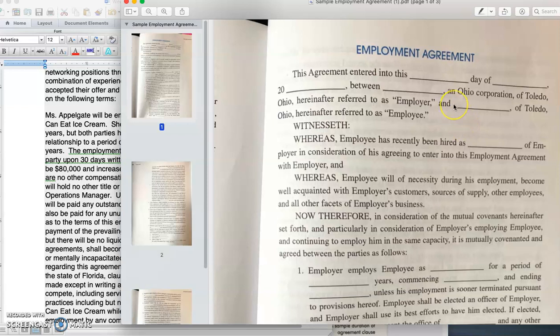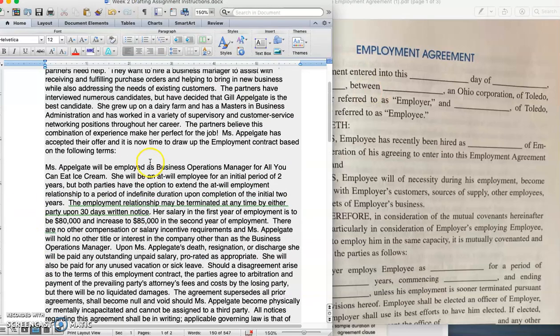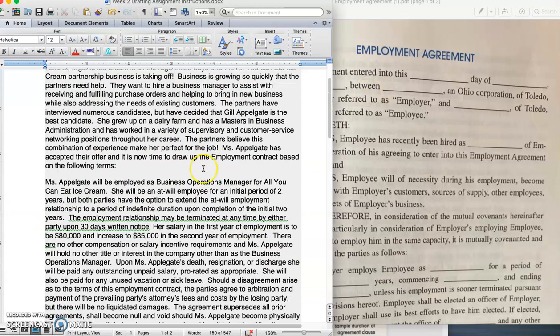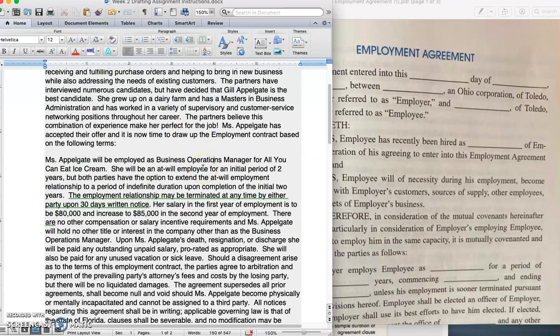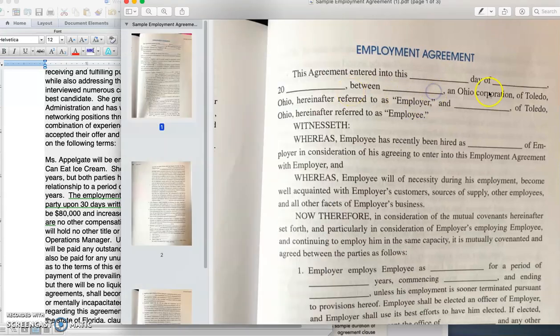Okay, so you should not be referring to an Ohio corporation or of Toledo or anything like that. Rather, it should be between All You Can Eat Ice Cream, a Florida general partnership of Ocala, Florida, right? And that's right there in the facts, right? It's all contained in the facts between this assignment. And then remember, you knew that from the assignment we did last week when we did the ownership agreement of All You Can Eat Ice Cream. So you would adopt that information right in there.